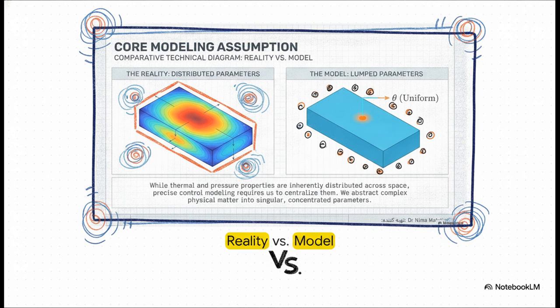Thermal properties are distributed, meaning temperature varies continuously across the physical body of an object. And sure, that's beautiful in nature, but computationally, it's a complete nightmare for simple control systems. So, engineers make a strategic compromise. We abstract that complex reality into what we call a lumped parameter. We essentially pretend the entire object has just one uniform, concentrated temperature, represented by a single value, theta. This singular lumped parameter is exactly what makes precise control modeling possible in the first place.